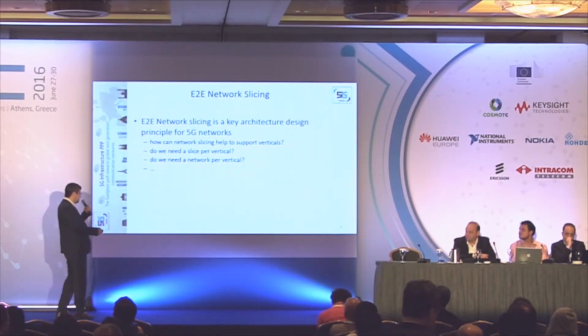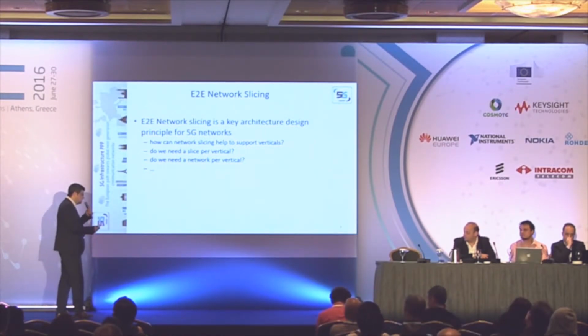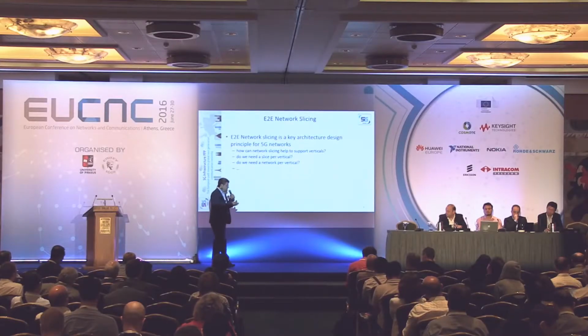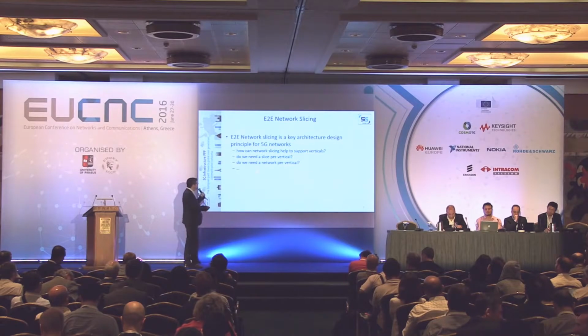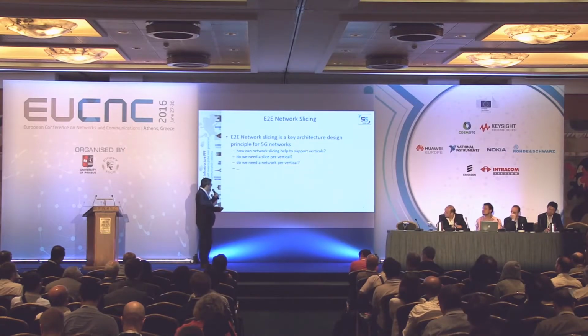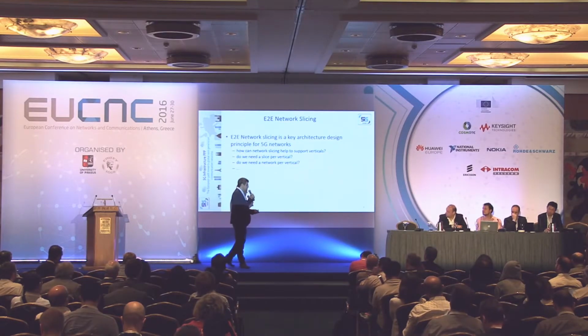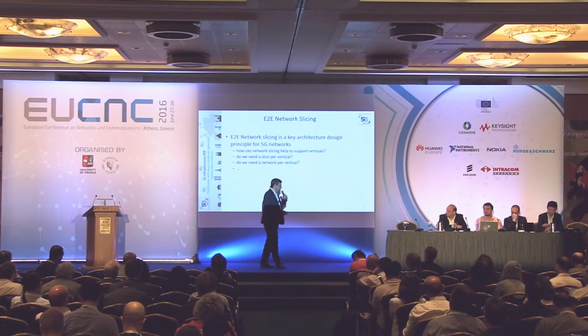So network slicing is a solution there. And do we need a slice per vertical? I think this was also touched on in one of the previous presentations. Do we need a network per vertical? A slice can create an isolated network. Do we really need a network per vertical?